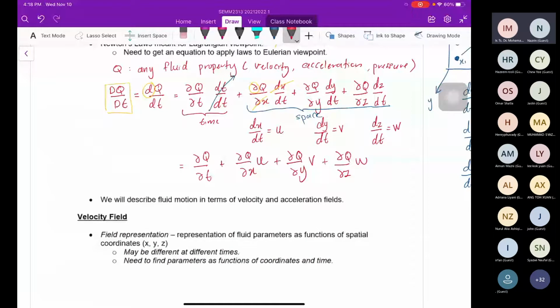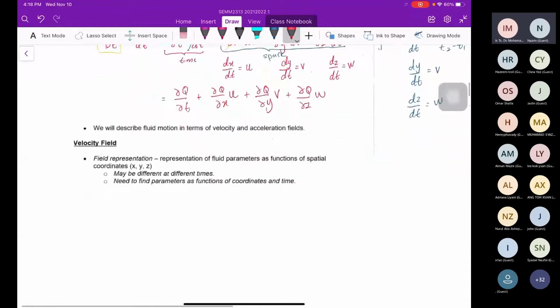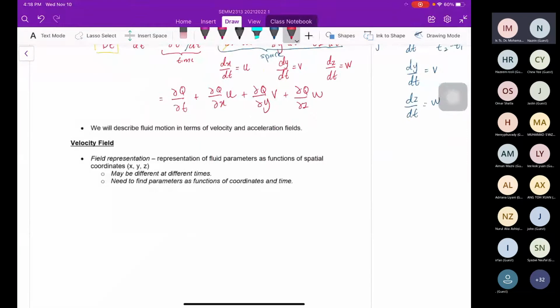Now we will describe the velocity and acceleration only. Since we have so many fluid properties like pressure, viscosity, velocity, acceleration, for the time being, for your course, we cover only two: velocity and acceleration. This Q can be many things, maybe acceleration, velocity and so on. So let's take a look at one of the famous fluid properties, which is the velocity field.